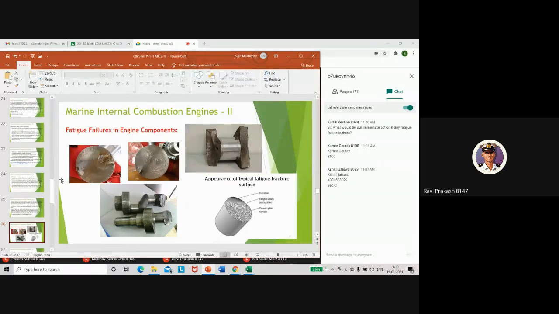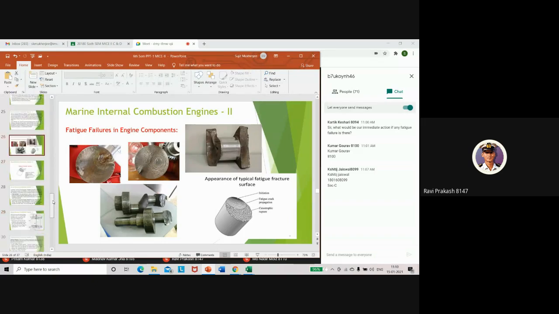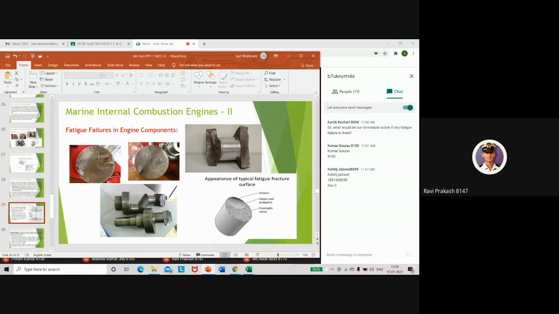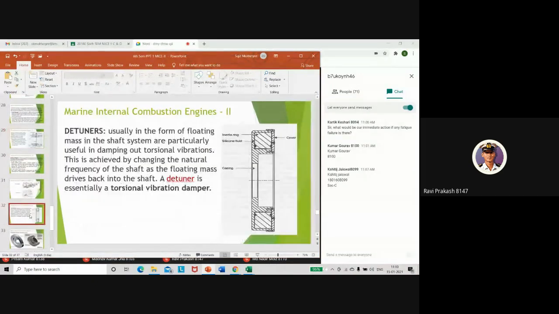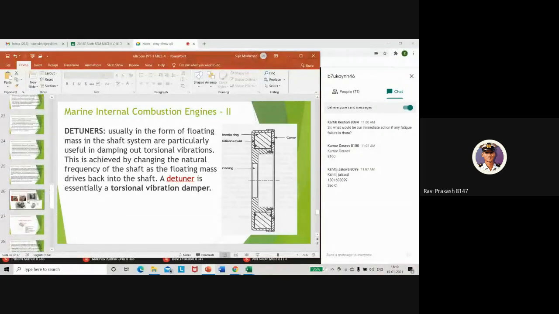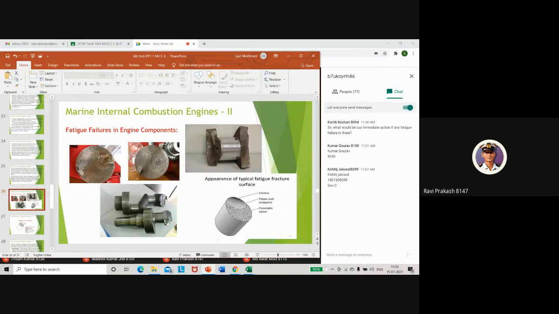I wish we had a little more time. We could have done torsional vibration dampers here. Now, here is an axial vibration damper. And much later, we will have a... This is your torsional vibration. Oh, I think we need one more class. We need one more class. As of now, we have come up to this point.